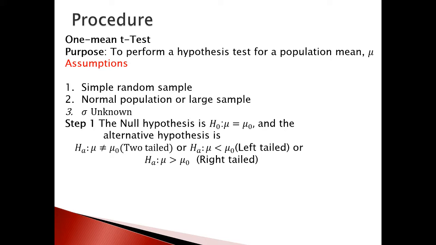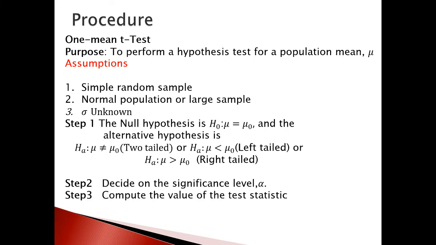Now we move to step 2. We need to decide on the significance level. Here alpha is our significance level. Now we are going to see step 3. We need to compute the value of the test statistic by the formula shown on screen. Finally, denote the value t0.